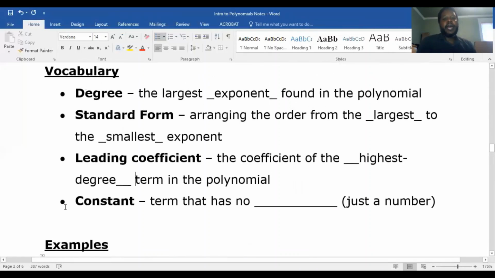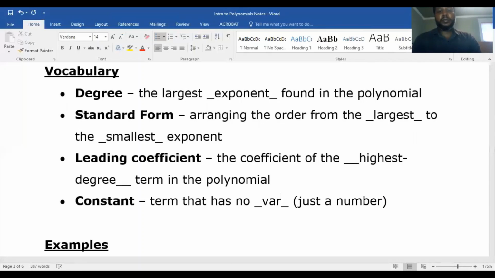Okay, and then last is the constant. So the constant is a term that has no blank. It's just a number. So it has no what? Variable. Very good. That's what a constant is. Okay, so a constant is a term that has no variable.